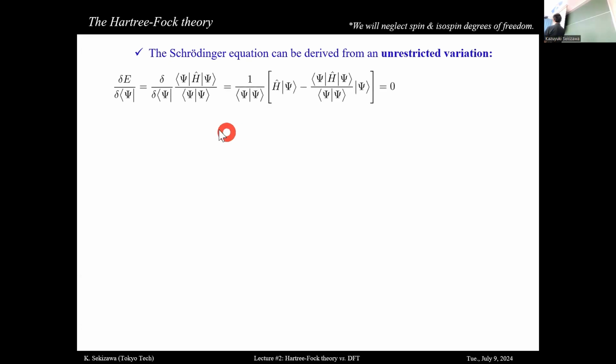Now, if you do variation with respect to the bra state of psi, you can consider this psi in the numerator and this psi in the denominator, and you can readily derive this equation. And we can require this variation to be 0. As I mentioned, this is the expectation value of energy, and this variational principle leads to the many-body Schrödinger equation.